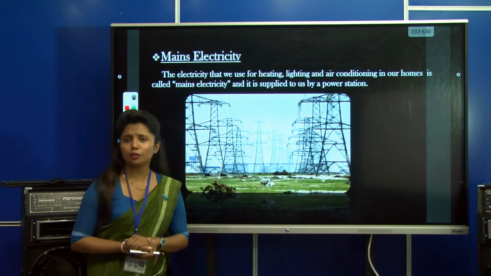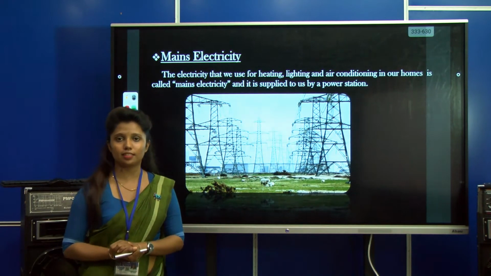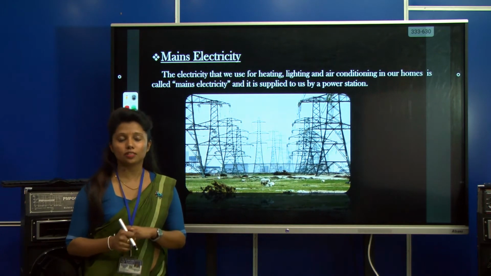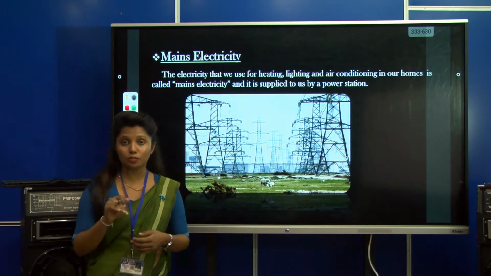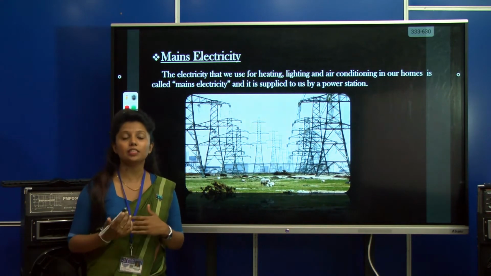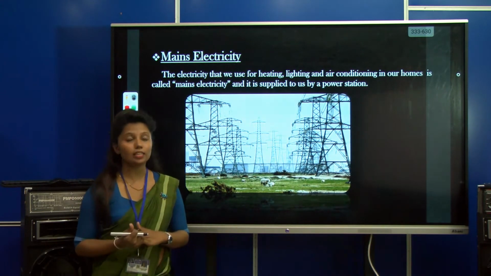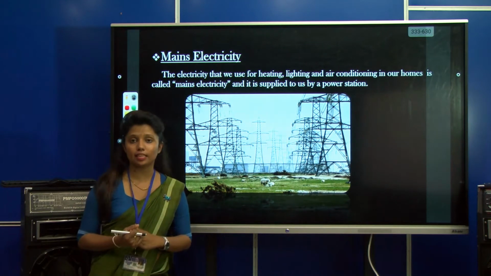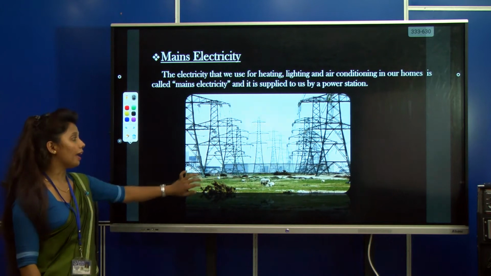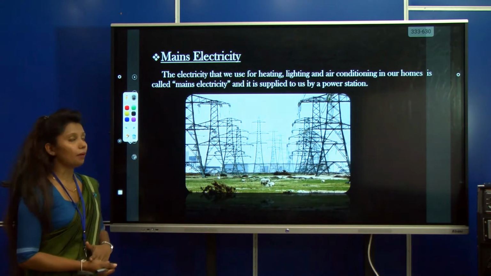Can you imagine a world without electricity? Obviously not, because in modern society, most of the time we are using many appliances which use electricity. This electricity is generated in power stations. Here I have attached a picture of a power station.